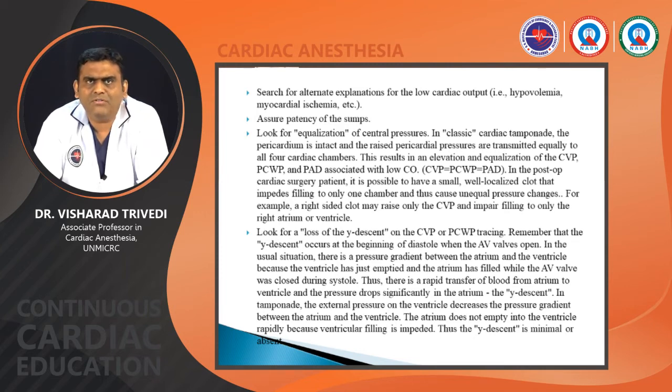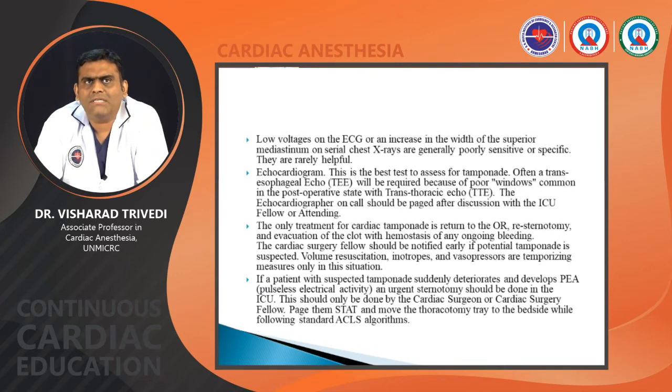In tamponade, because of the collection of blood in the pericardial cavity, there will be a diastolic collapse of the right ventricle, and all the pressures, CVP, PCWP and pulmonary artery diastolic pressures, remain the same because of low compliance of the ventricles. So that is a sign of tamponade. Look for a loss of Y descent on CVP, and low voltages on ECG. Echocardiograms have their own signs of tamponade.